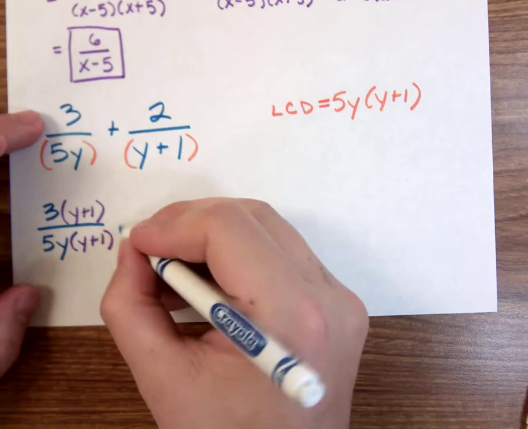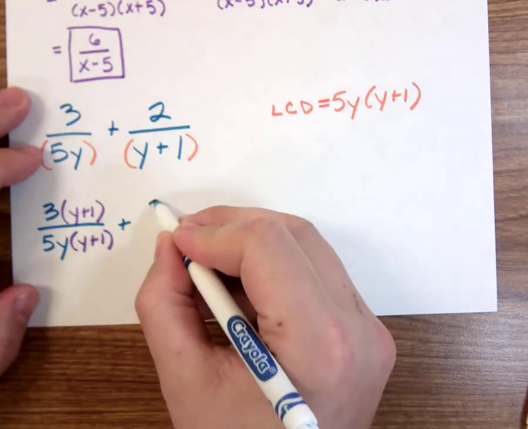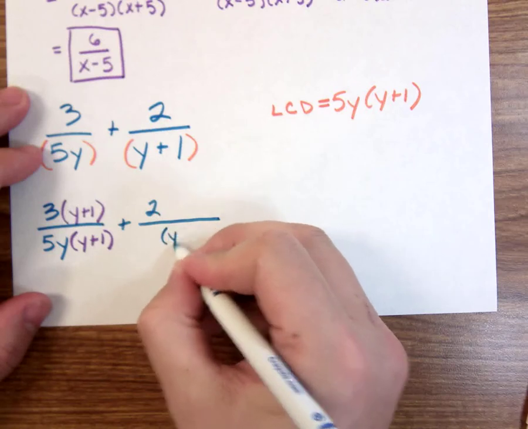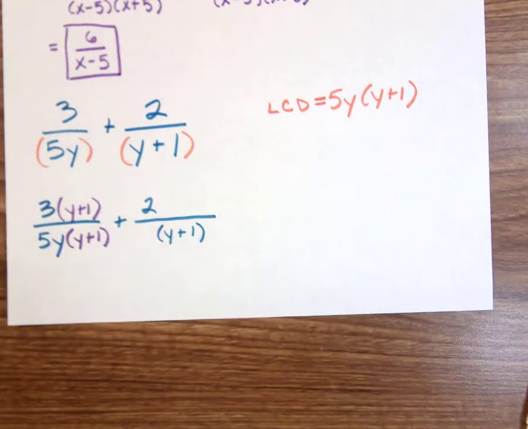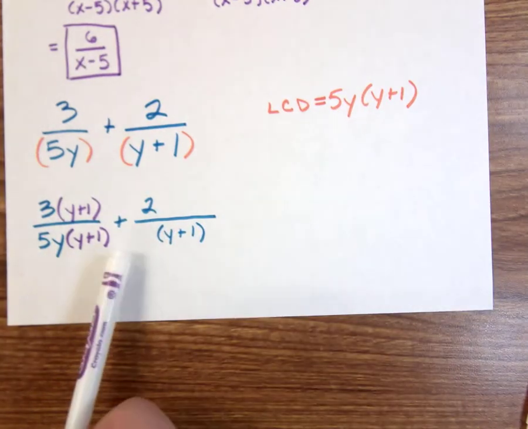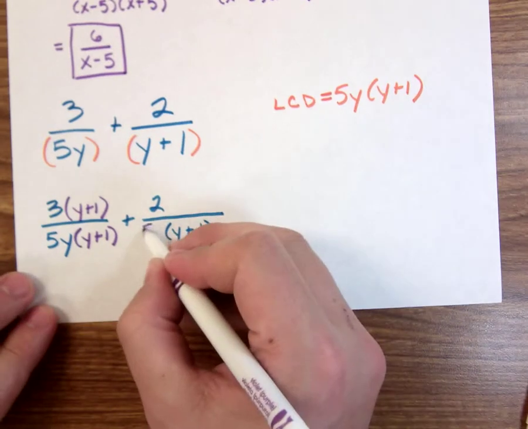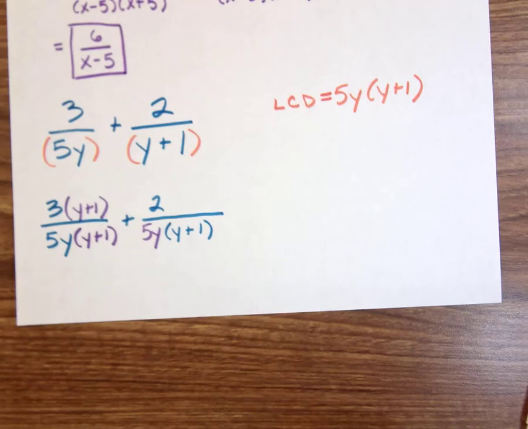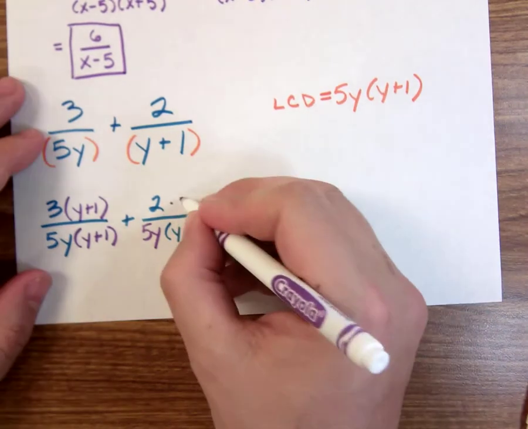Plus, now I'm going to do the same thing with this, 2 over y plus 1. Now you'll notice I left a little space in front of the y plus 1 because what's going to go there? That's the 5y. If I multiply the bottom by 5y, I got to multiply the top by 5y also.